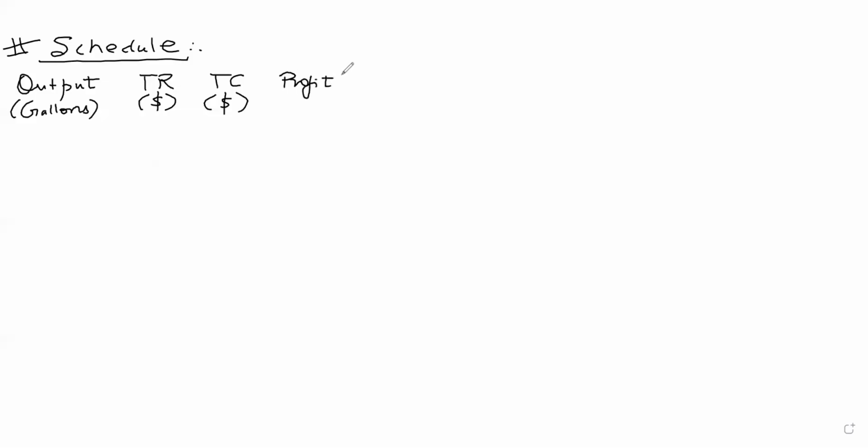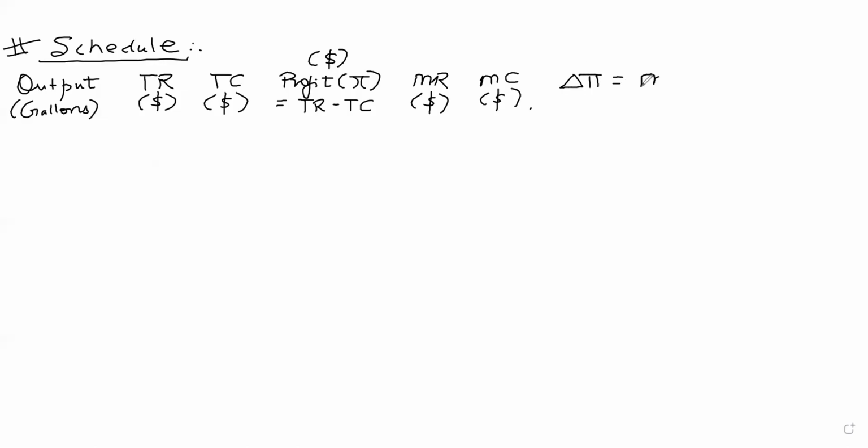Now, profit in firm theory was denoted by pi, which is nothing but total revenue minus total cost. So profit is also in dollars. It's nothing but the difference between total revenue and total cost. Then marginal revenue, marginal cost. And then you can see the change in profit. Now change in profit is nothing but marginal revenue minus the marginal cost.